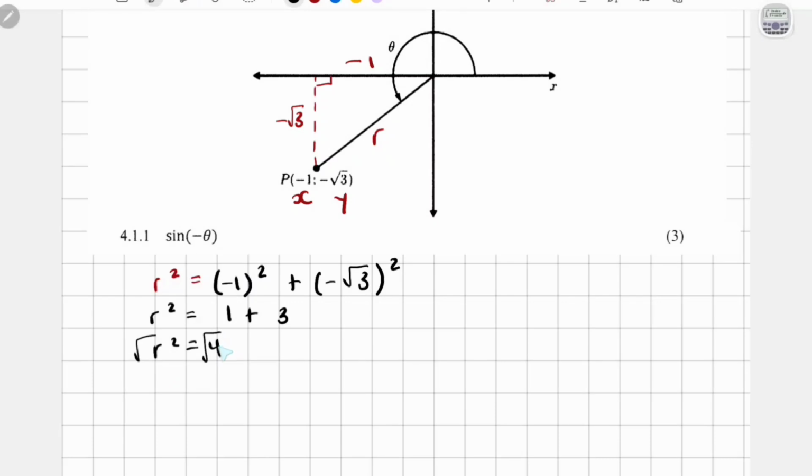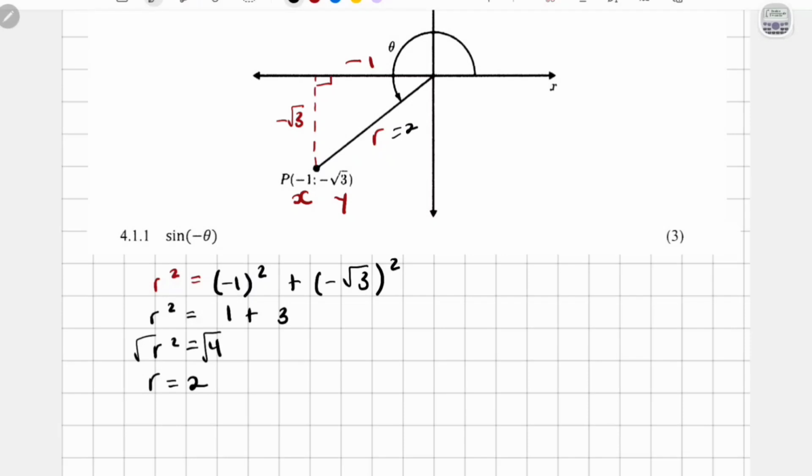If you square root both sides, we don't have to say plus or minus, because a radius is always positive, distance is always positive. Even if you walk backwards, the distance is still positive. Okay, so r is equal to 2. So that is our answer. R is equal to 2 there.